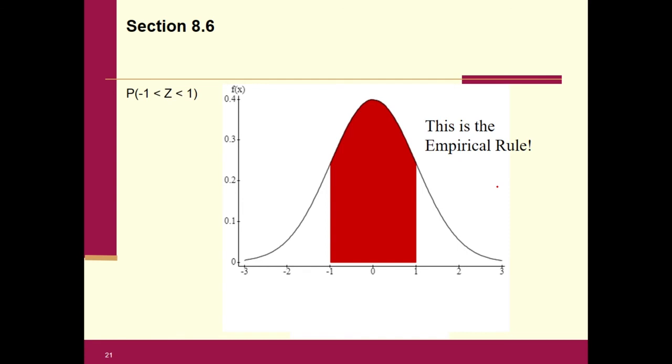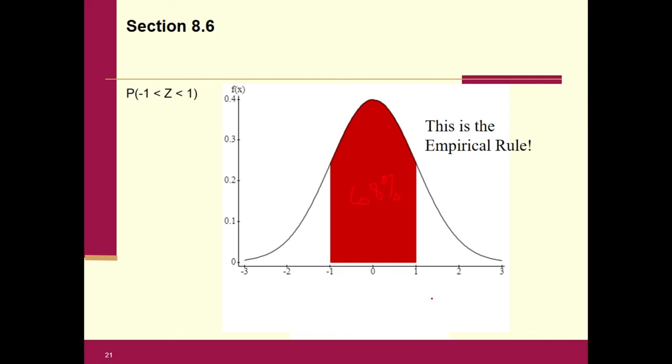All right, look at this one. So here, this is the third type of interval that we can run into. Here, z is in between two values, negative one and positive one. I've already shaded this in. We already said this is the empirical rule. Oh, I already gave you the answer, but that's all right. So we know that this is about 68%.